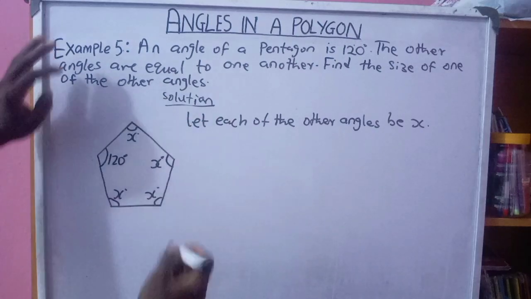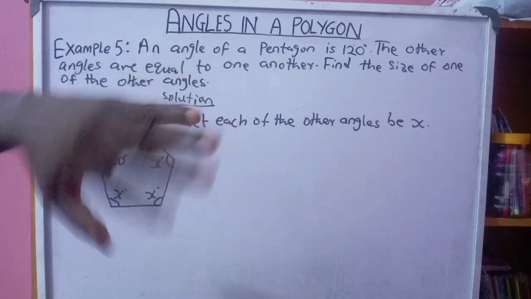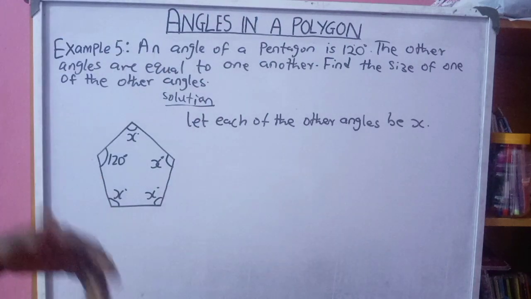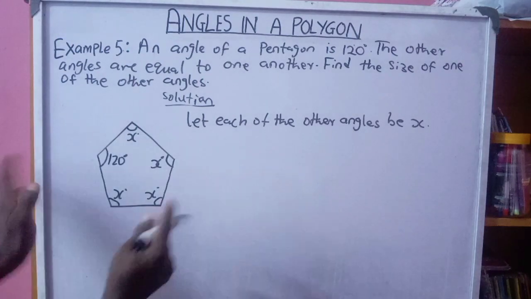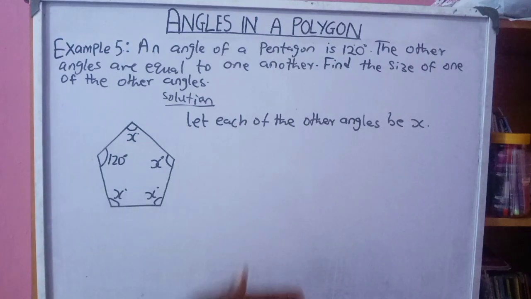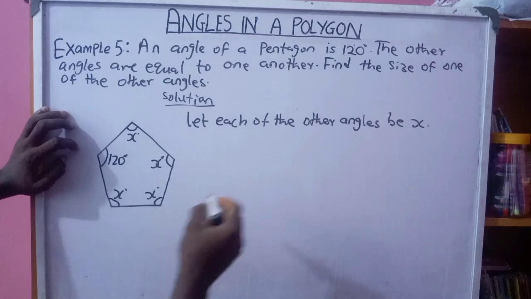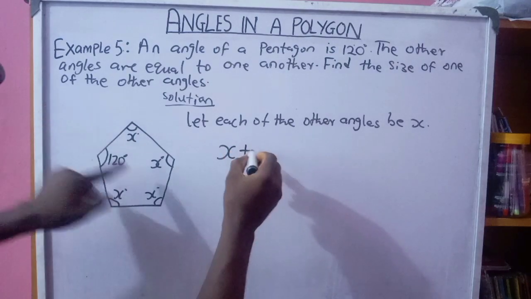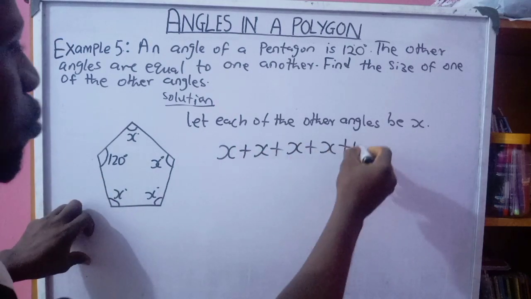So what are we going to do here? We are going to sum up all the angles of the pentagon. Remember, the sum of the interior angles of any pentagon is equal to 540 degrees. So we have to sum up everything that we have here and say equal to 540 degrees. If you recall, at the beginning of the video, we were able to outline the sums of interior angles of regular polygons, of which that of a pentagon was tagged to be 540 degrees. So we have to add everything here and say equal to 540 degrees. That is x plus x plus x plus x plus 120.